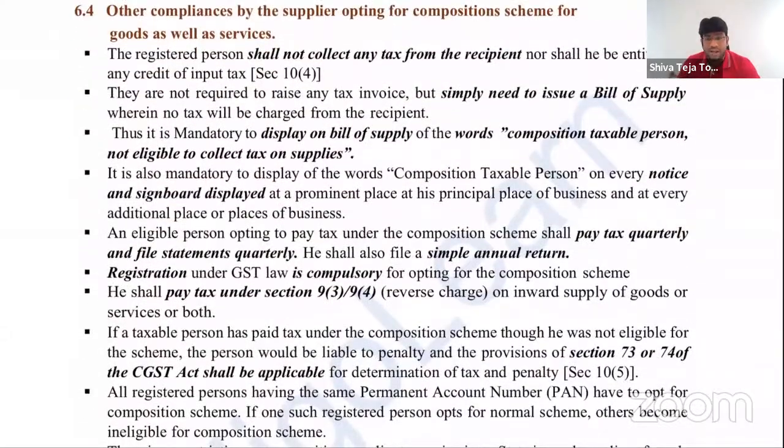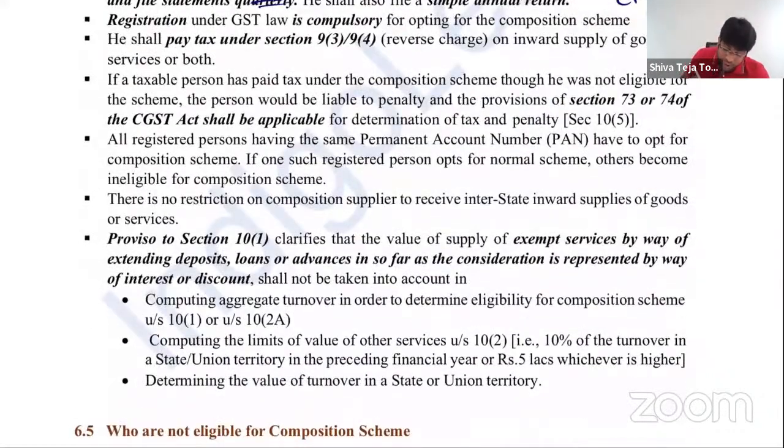And some basic points, which I already told you. He cannot collect tax from the customer. He will only issue a bill of supply. He has to display that he is a composition taxable person, and on the notice board also he has to mention it. He will pay quarterly tax, and that too with the form I told you, CMP 08. This point is important. A small question can come.